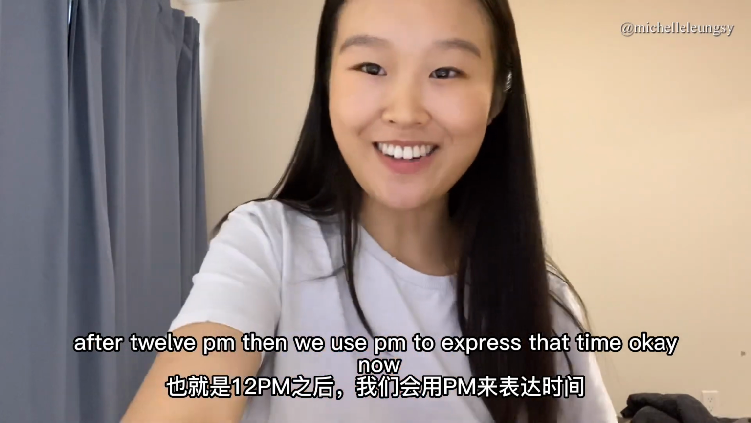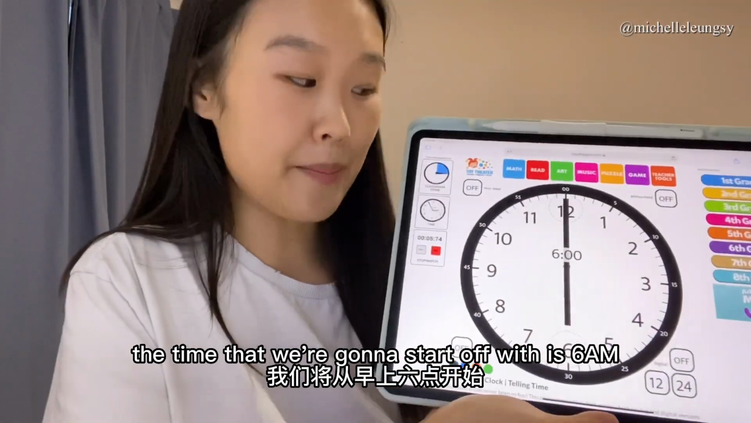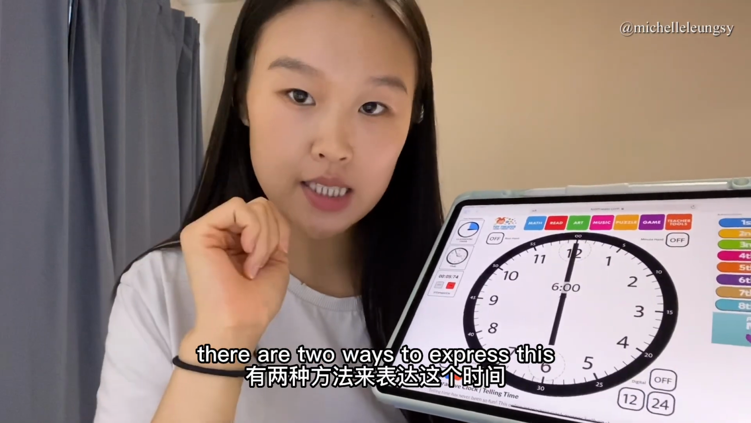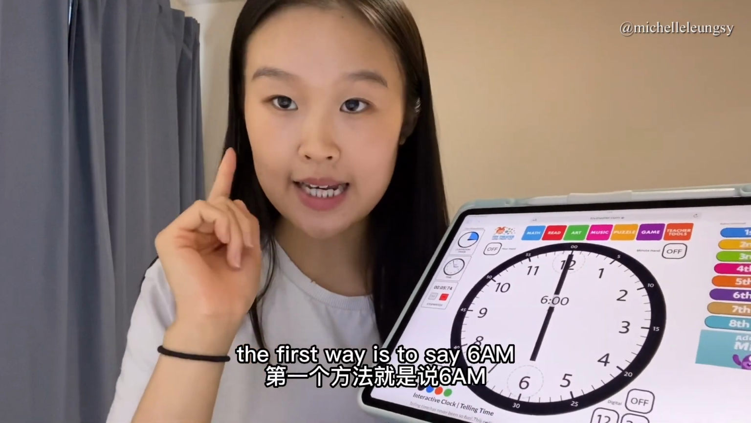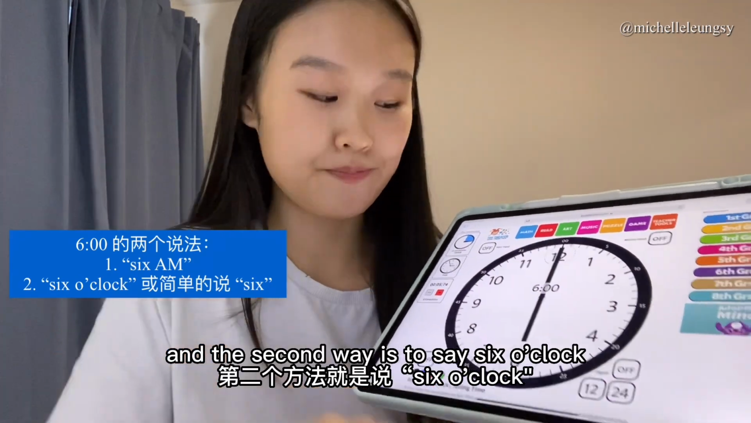Okay? Now, the time that we're going to start off with is 6 a.m. So this is 6 o'clock in the morning. So basically there are two ways to express this. The first way is to say 6 a.m. and the second way is to say 6 o'clock.